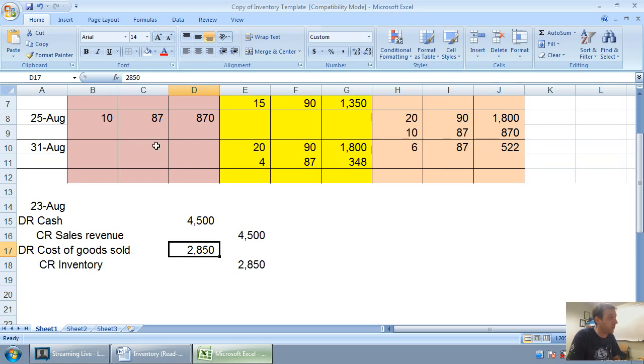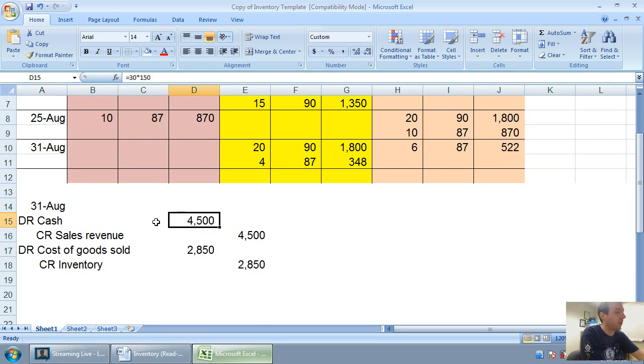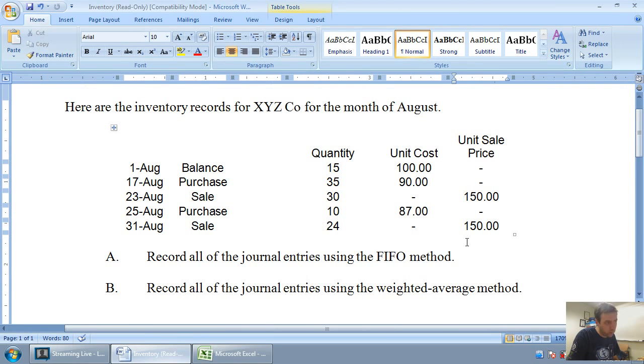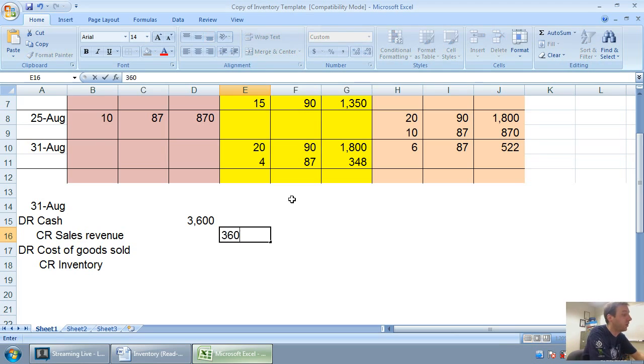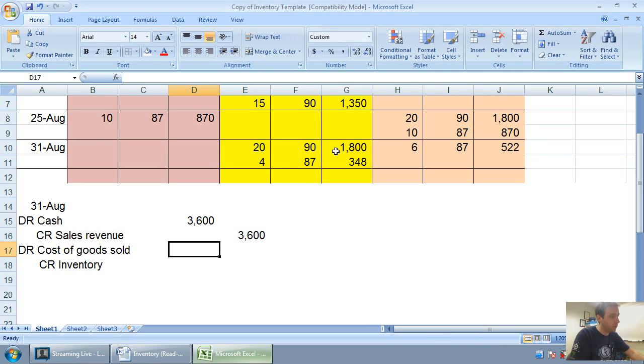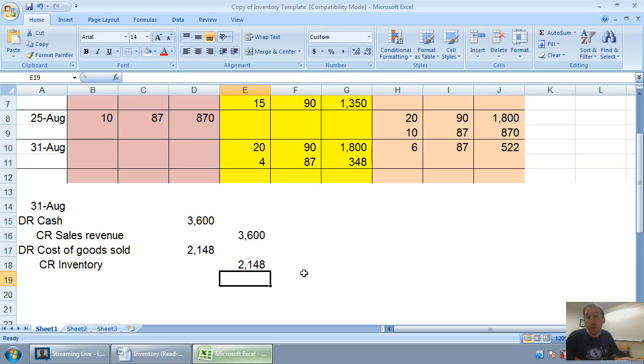I'm not going to do that journal entry. August 31st, let's do that one quickly. Again, very similar layout. Debit cash, credit sales, debit COGS, credit inventory, because we're selling inventory. So it requires one of those double entries. I sold 24 units at $150 a piece. 24 times 150 equals $3,600 in sales. Our cost of sales is just right here, $1,800 and $348. $1,800 and $348 is $2,148.